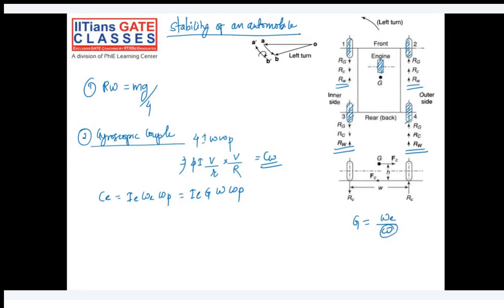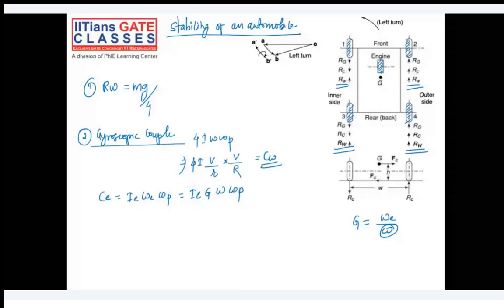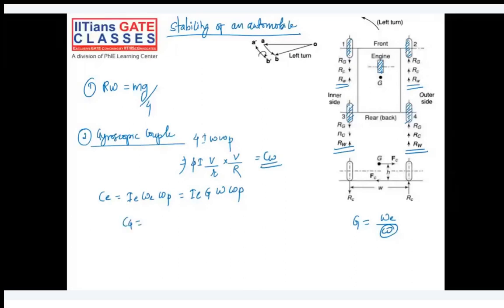So total gyroscopic couple will be CG, I can say, as CW plus or minus CE. Because plus sign you will use when the engine parts rotate in the same direction as that of the wheel, and negative will be whenever the engine rotates in the opposite direction of the wheel. So plus or minus, I would say, CG.